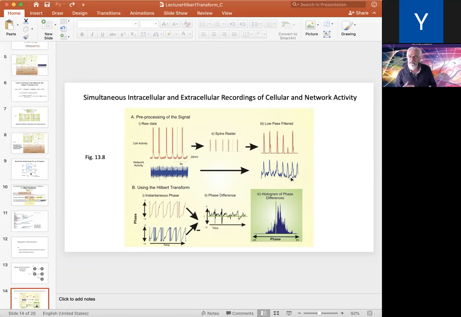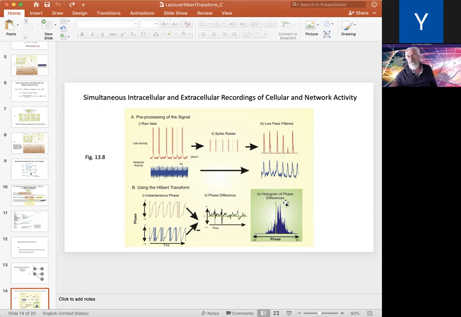But what we then did is we filtered it and then did the Hilbert transform. So basically, we got an instantaneous phase of the intracellular activity, and we got the instantaneous phase of the activity that we recorded in the extracellular space. What we then did is we subtracted the two. So now you have the phase differences between the network and the individual neuron that's embedded in that network. And then we looked at the distribution of the phases.